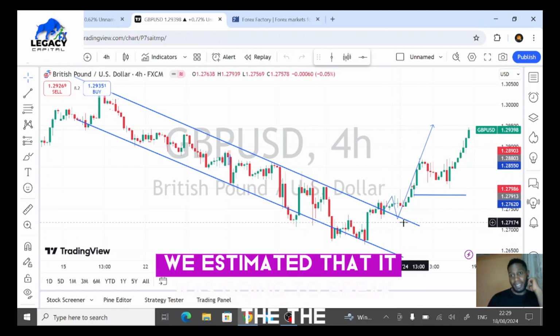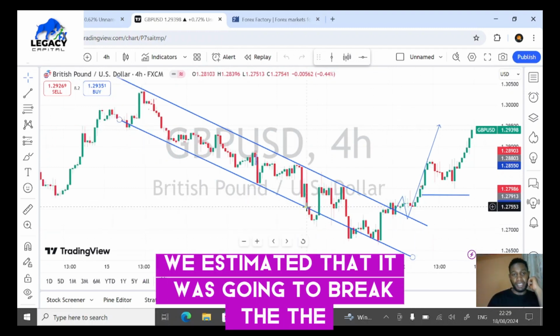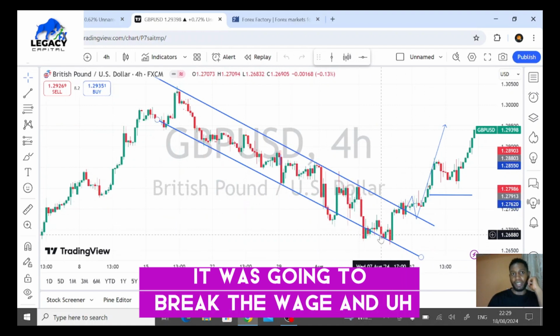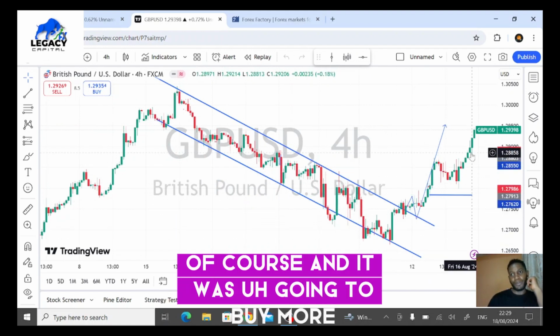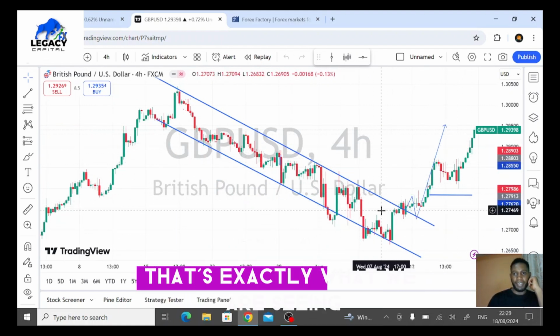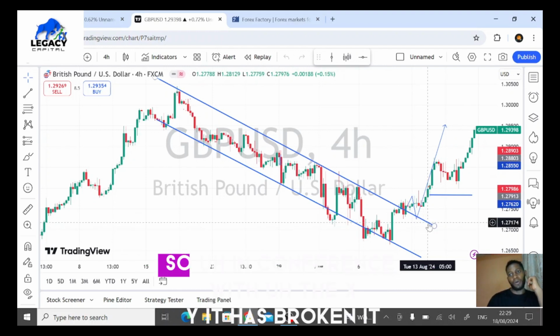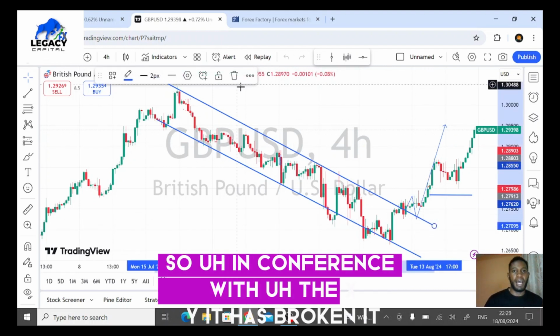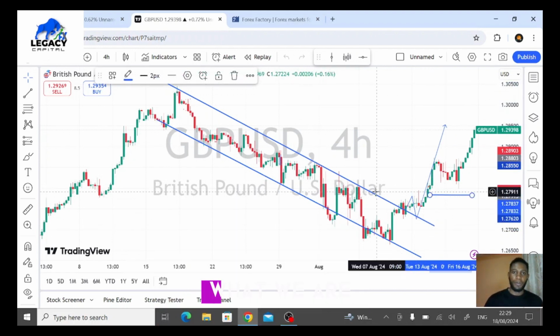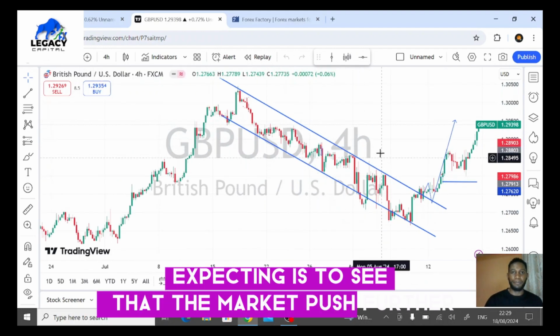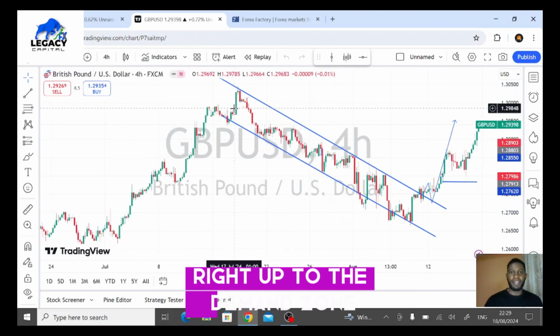We estimated that it was going to break the wage, and of course, it was going to buy more. That's exactly what we are seeing. So in confluence with our DXY, it has broken it. What we are expecting is to see the market push further right up to the demand zone.